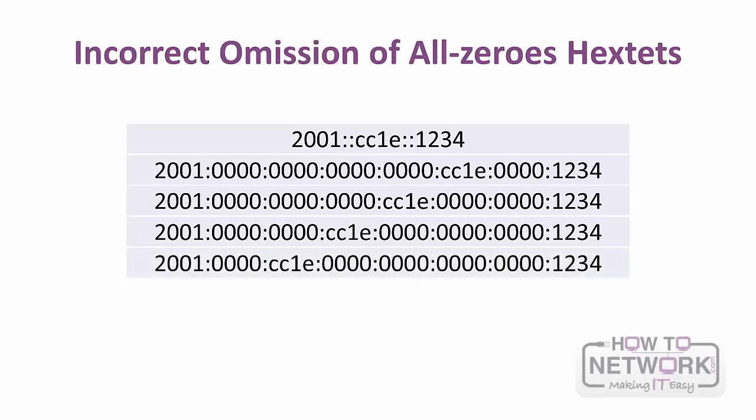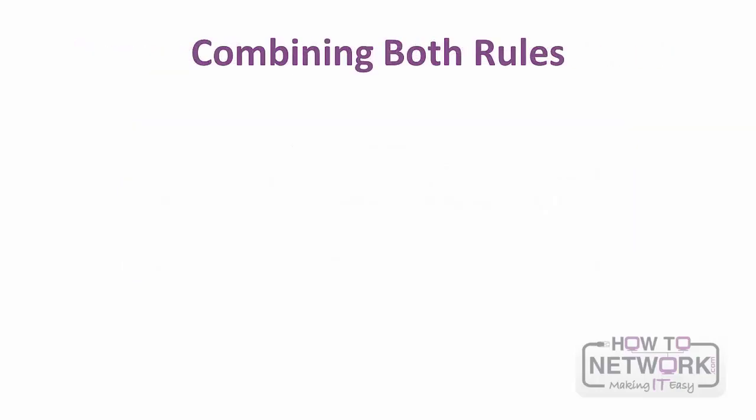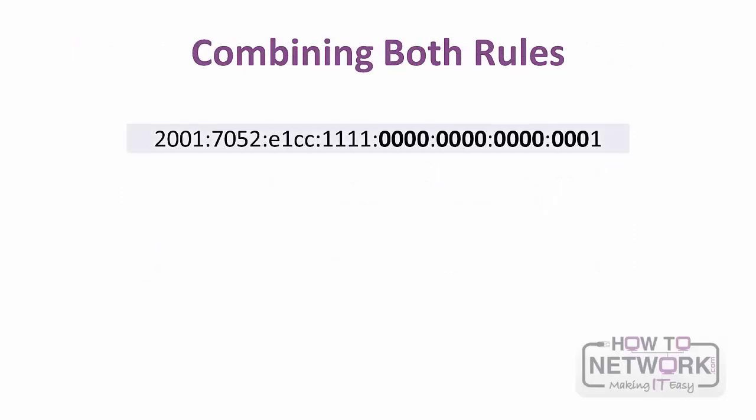As you can see, if 2 double colons are used, there would be multiple possibilities, and you wouldn't know which address is the correct interpretation. Combining both rules can reduce the address even further. The following table illustrates all 3 formats.